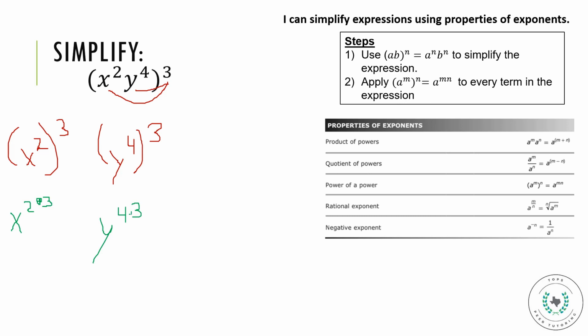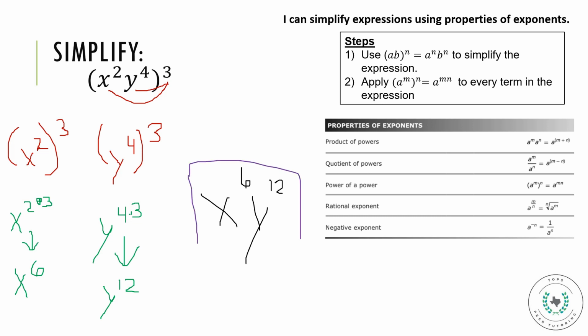From then, it's just normal multiplication, so this x to the power of 2 times 3 becomes x to the power of 6, and this y to the power of 4 times 3 becomes y to the power of 12. And then you just write them together like you would normally for your final answer, and you're left with x to the power of 6, y to the power of 12.